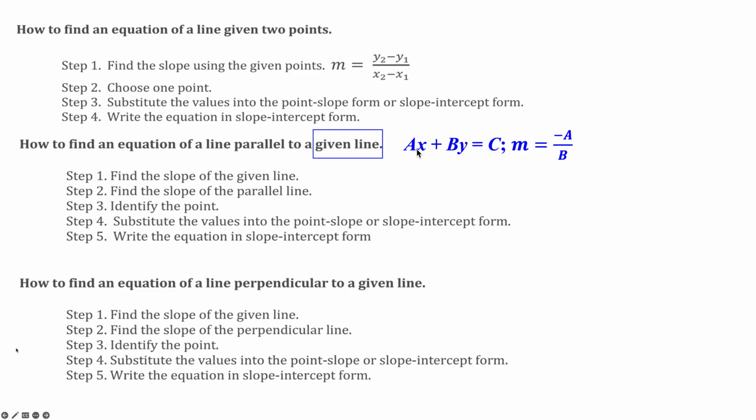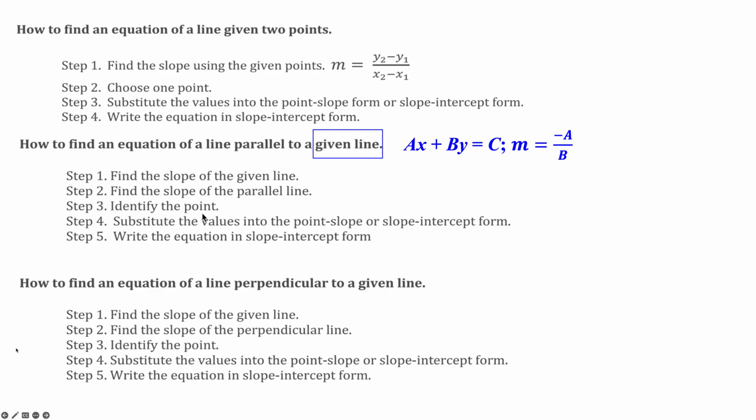So if you have the x term and the y term on the same side equal to a constant, then you take the opposite of the coefficient on the x, negative a, over b. In essence, what we're doing is you're solving this equation for y. I would subtract over the ax and divide over the b, and that creates your slope. So this is a fast way to find the slope of the given line, so you can use it in the equation of your new line because the slopes are going to be the same.